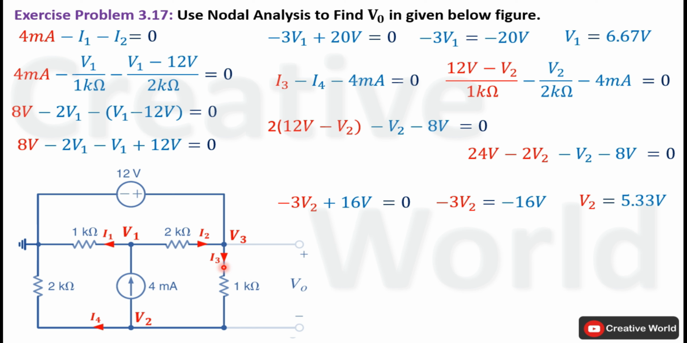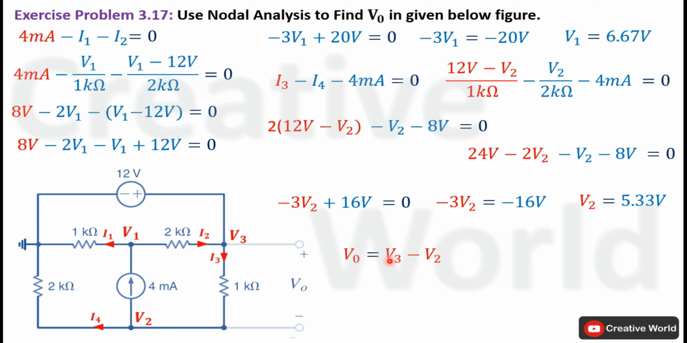Now the direction of current I3 is from node 3 to node 2, which is indicating that voltage on node 3 is on higher potential than node 2. So the potential difference between these two node voltages will be taken as V2 subtracted from V3.